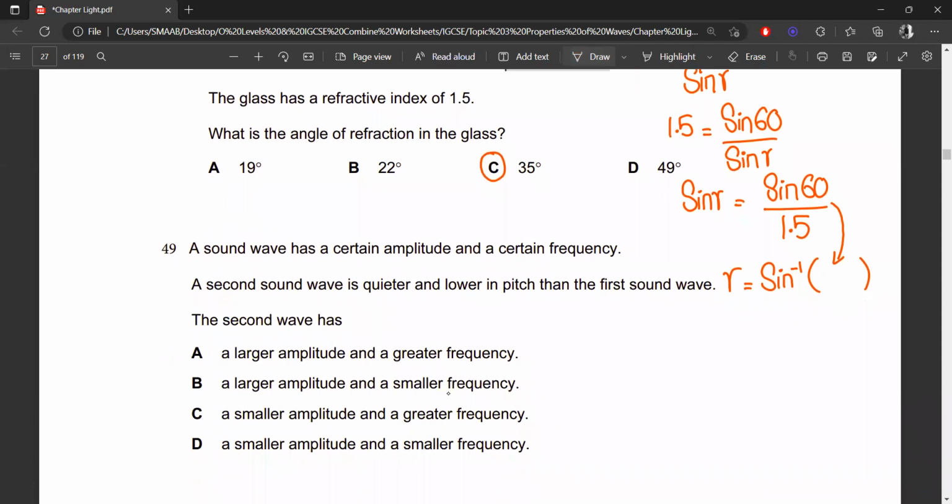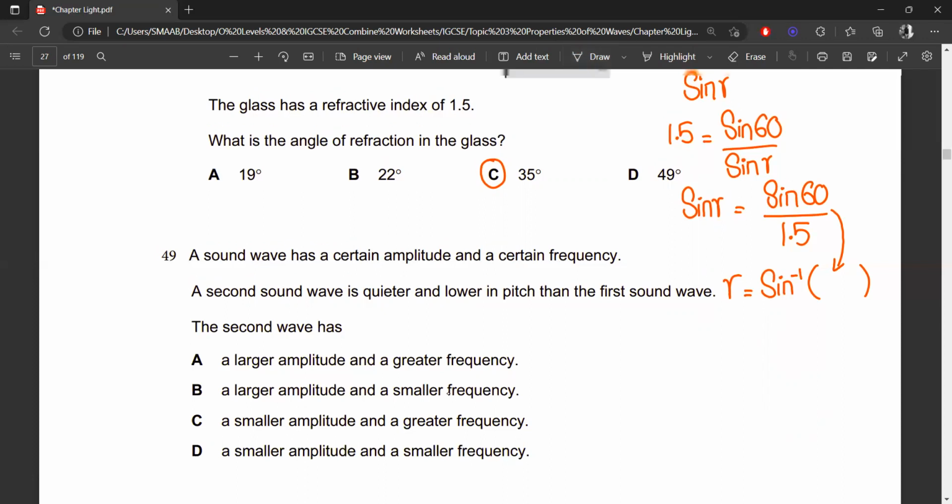49. A sound wave has a certain amplitude and a certain frequency. A second sound wave is quieter and louder. Okay, this is related to the sound chapter. So D? A larger amplitude and a smaller frequency. Yes, D is the right one.